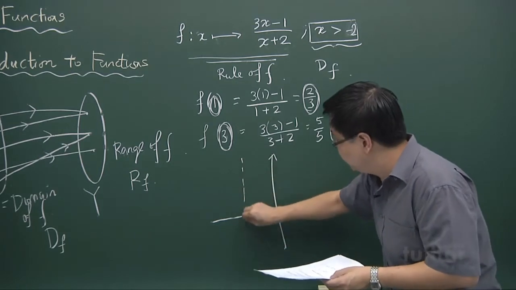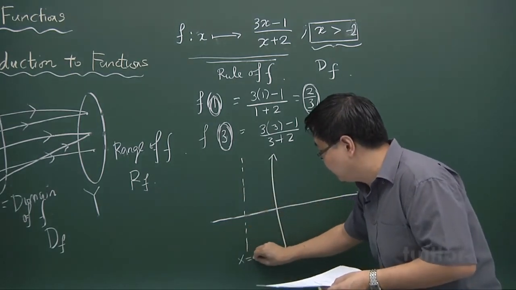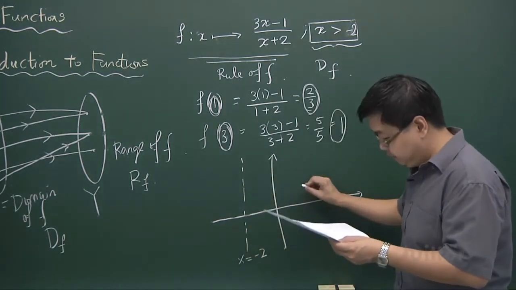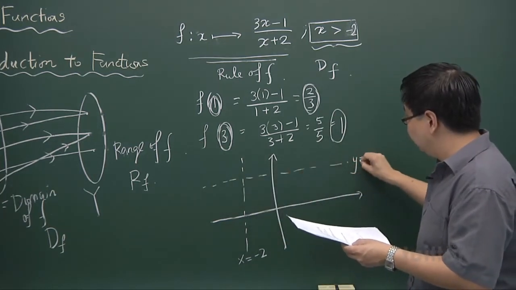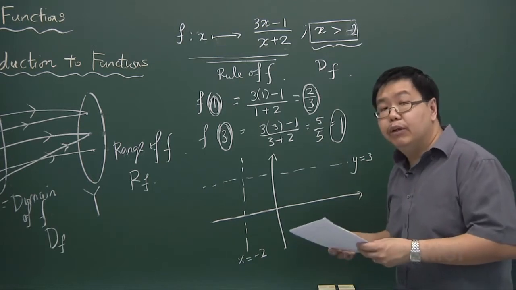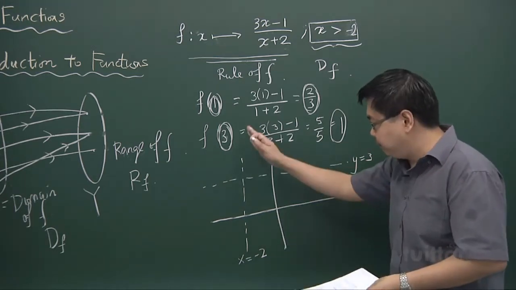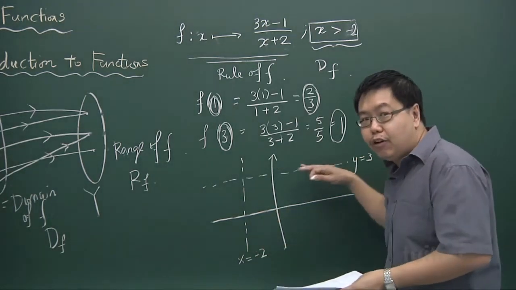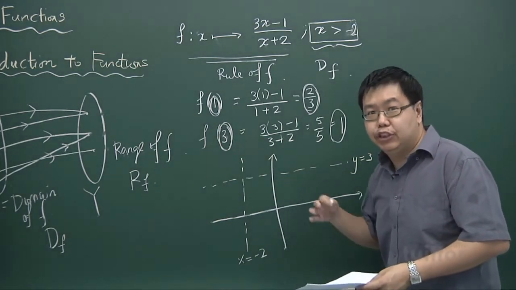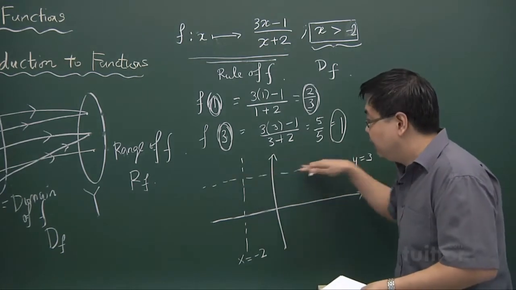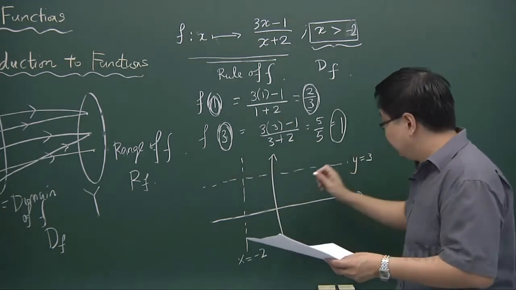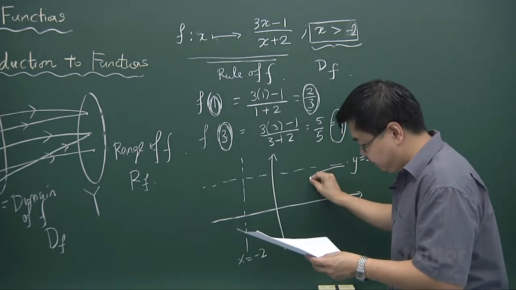Okay, there will be a vertical asymptote, x equals -2, right? And then there will be a horizontal asymptote here, which is y equals 3. We'll talk a little bit more about the vertical asymptote as well as the horizontal asymptote in the next chapter under graphing techniques. In the meantime, we take it that we have these two values here, and the graph will look something like that.